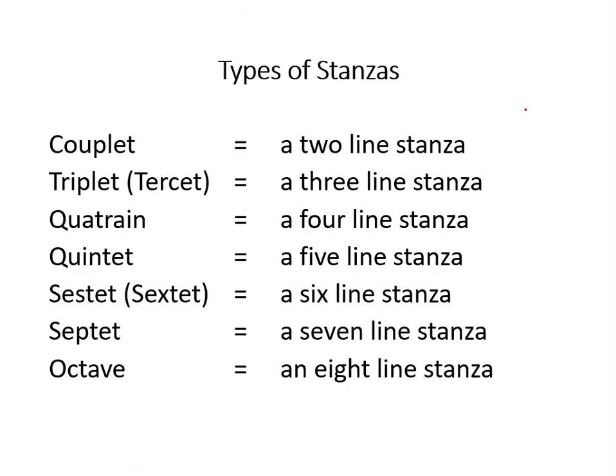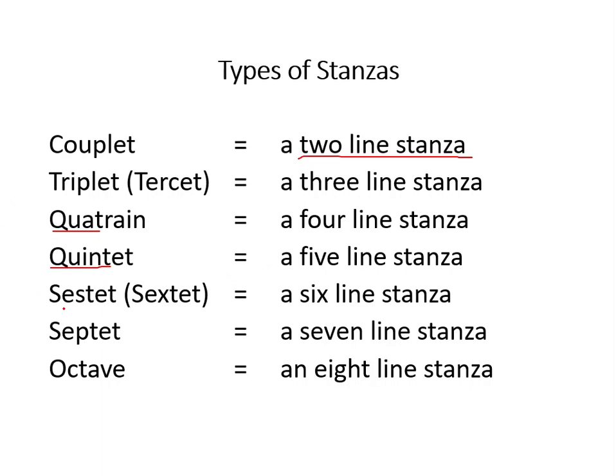Types of stanzas. As I mentioned before, couplet, if you think of people who are in a couple, they're dating or they're married, it's two of them, hopefully. We have a 2-line stanza, triplet, just like when you have 3 babies, is a 3-line stanza. Quatrain, like quarter, is 4. Quintet, if you've known anybody who had quads or quints, quint means 5. Sestet or sextet is 6. Septet is 7, and octave is 8.